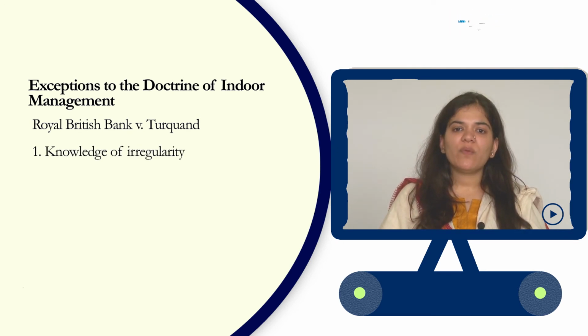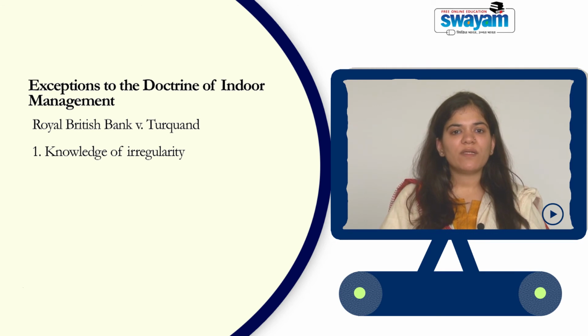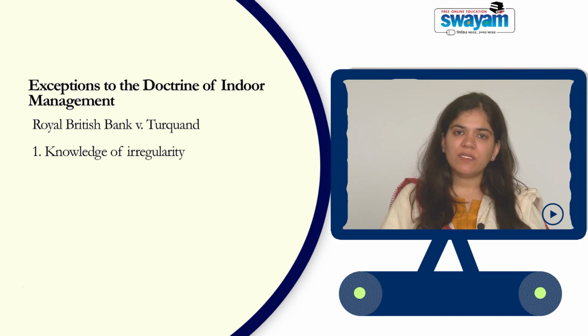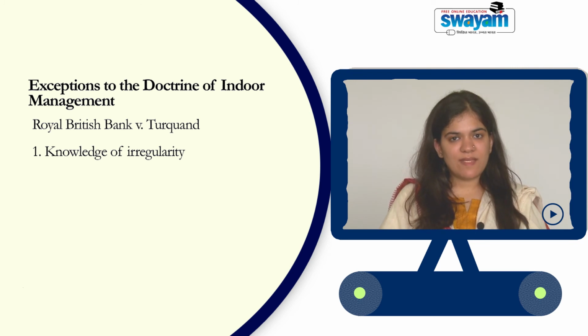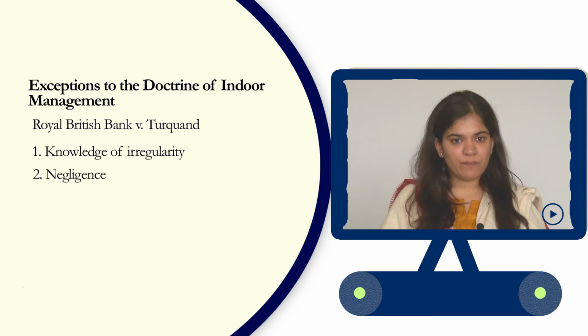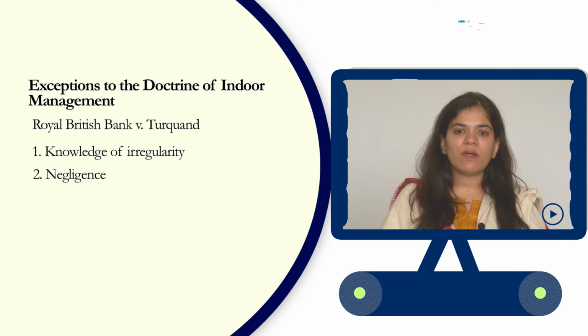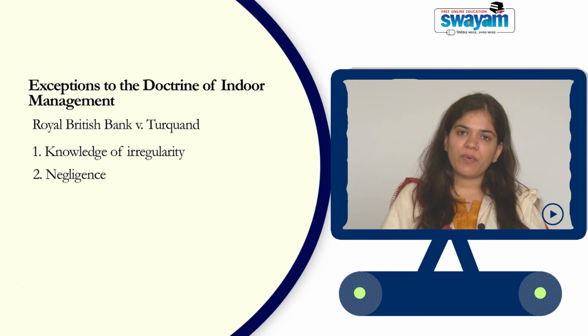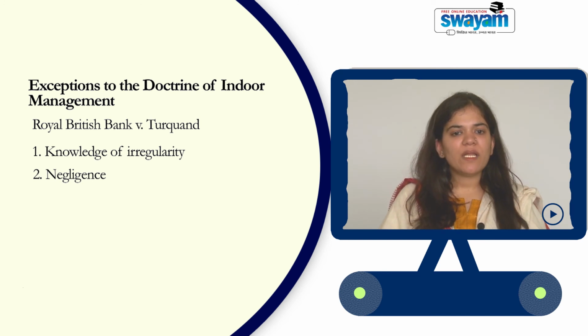When a person dealing with a company has actual or constructive notice of the irregularity as regards internal management, then he cannot claim the benefit under the rule of indoor management. He may in some cases himself be a part of the internal procedure. The second exception is negligence, where a person dealing with a company could discover the irregularity if he had made proper inquiries. He cannot claim the benefit of the rule of indoor management.